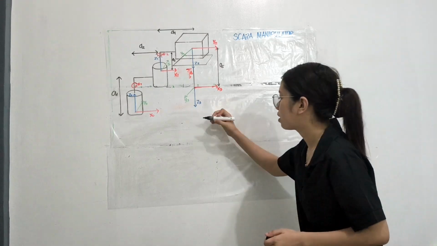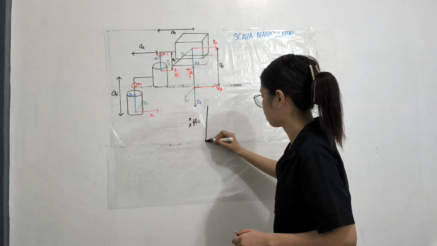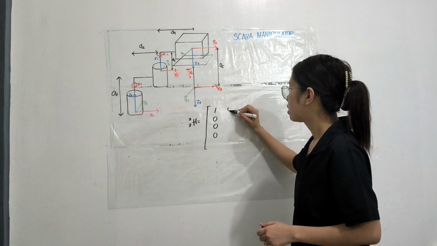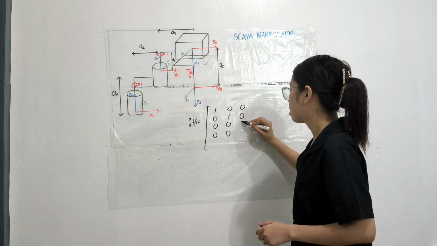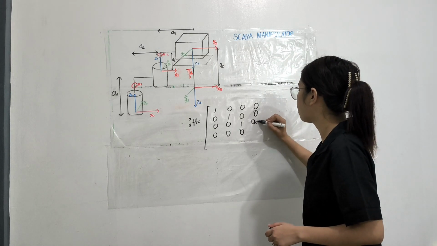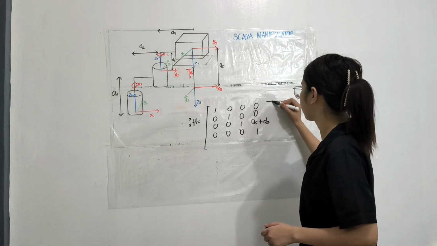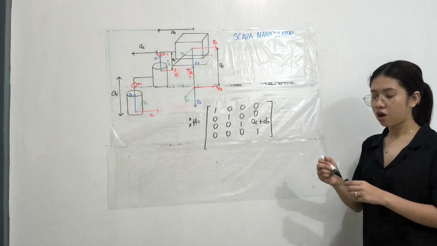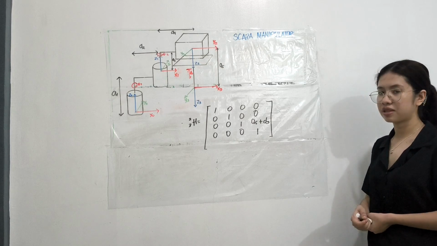So we will get the value of H03 is equal to 1, 0, 0, 0, 0, 1, 0, 0, 0, 0, 1, 0, and then 0, 0, A5 plus D3, and then 1. So now this is the 4x4 homogeneous transformation matrix for frame 0 to frame 3.